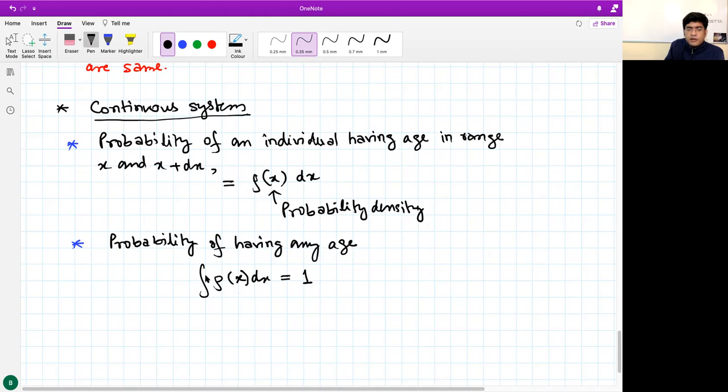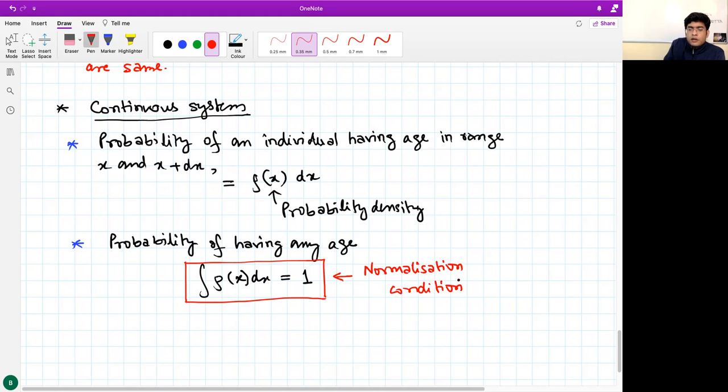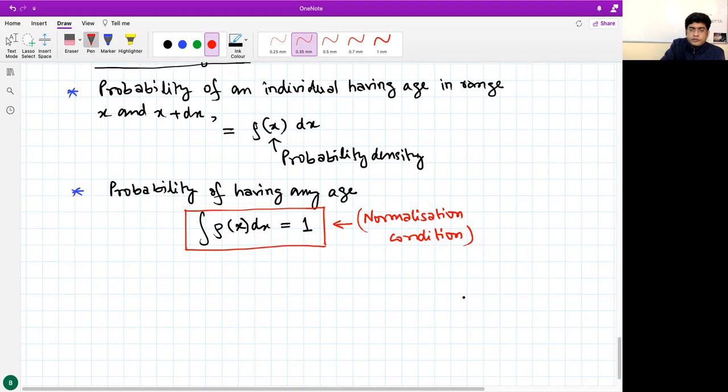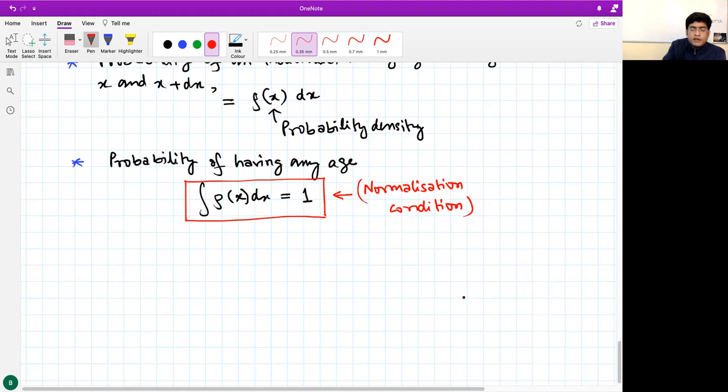This is how we define the probability density, that if you try to get any age, this should give us 1. So this is basically the normalization condition. We try to get the values of probability between 0 and 1. Now we'll discuss this in terms of quantum mechanics also. Now this is just the introduction part.